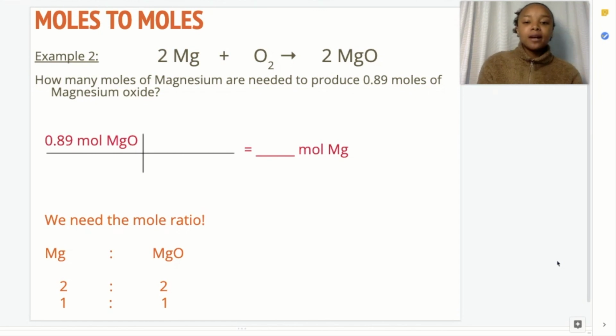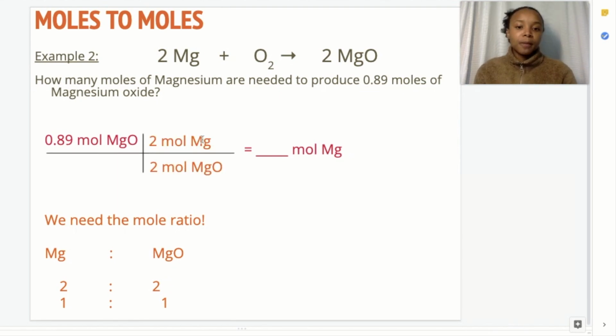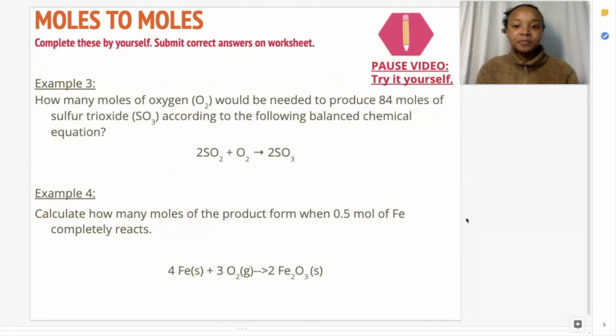Next, I need to set up my equation up here so that I can cancel out units. If I'm trying to get rid of the MgO, am I going to put it on the top or on the bottom? On the bottom. And then I'm going to put my magnesium on the top. These should say 1 to 1, but it's the same thing. So I'm just going to multiply my 0.89 times 2 over 2, which is 1. So what's my answer? 0.89. Whoop whoop, you did it again.